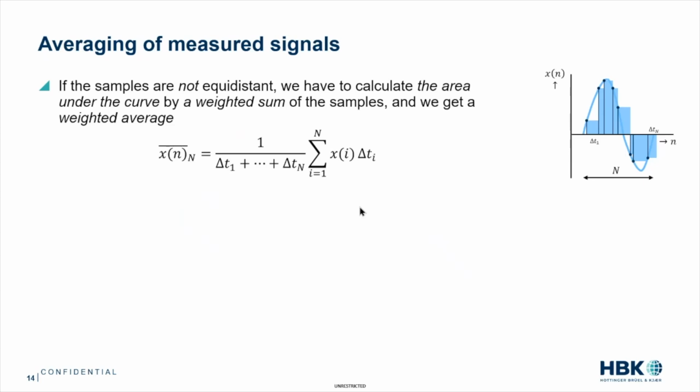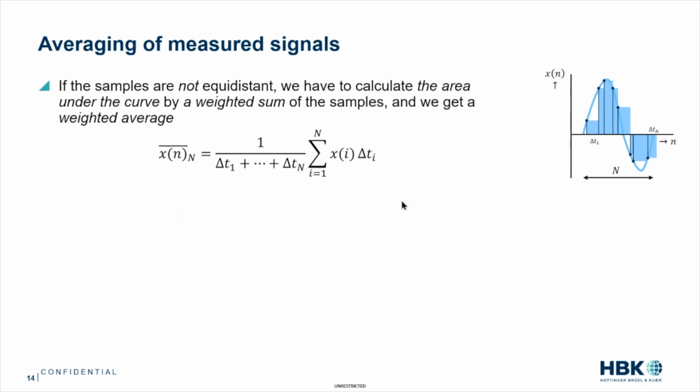So what I do is I still add the area of all those rectangles, which for the ith rectangle is xi times the time of that sample, so ti. I have to sum them all up, and then I get the total blue area, and I have to divide it again by the total time. And that is now not n times delta t, but I have to add all those individual time distances between the samples. I have to add them all separately.